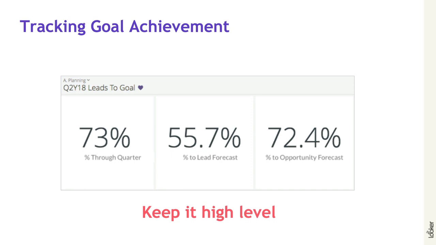The third metric I have here is percent to opportunity. That handoff from marketing to sales is another common metric. In this example itself, we're 73% through the quarter, or 56% to a lead goal, which would be a little scary, but then you're looking at your opportunity to goal and you're at just under 73%.